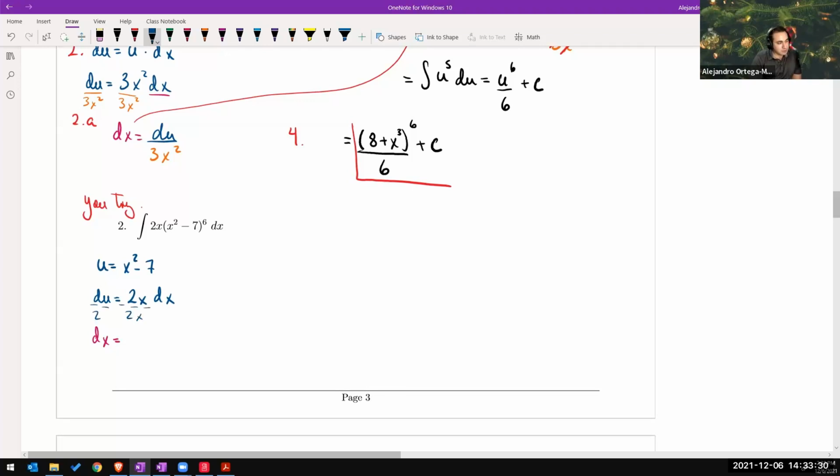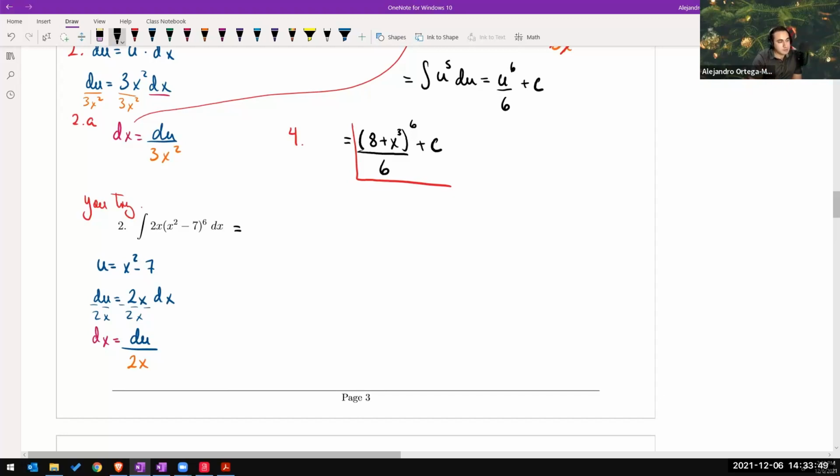All right. So if we solve for the dx, divide, it looks like we'll be getting a du over 2x. Okay. So we got the u and du again. This is how we're starting, the most important step, because that's what allows us to substitute it in.